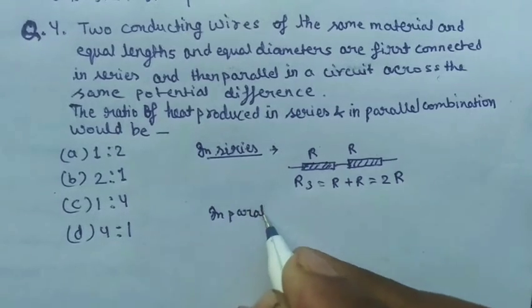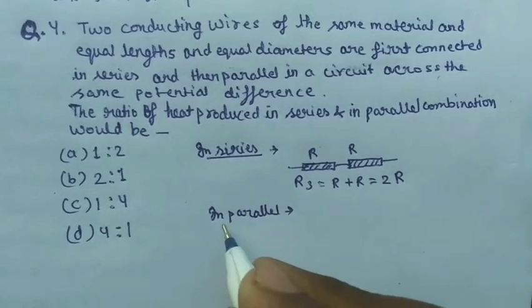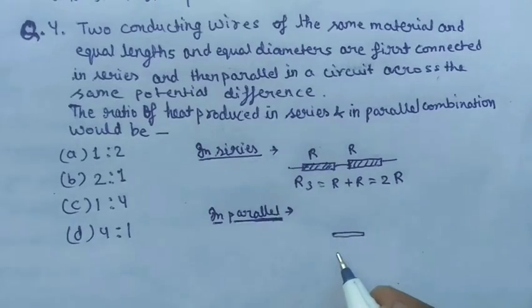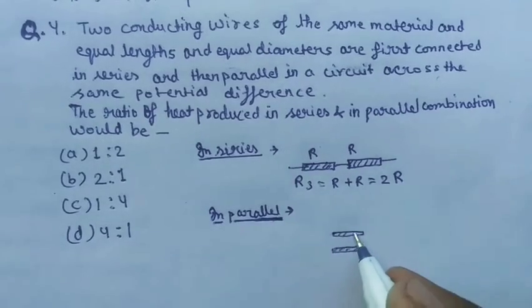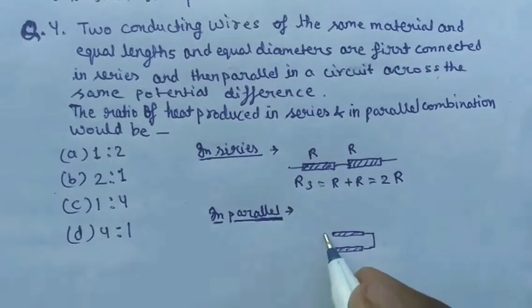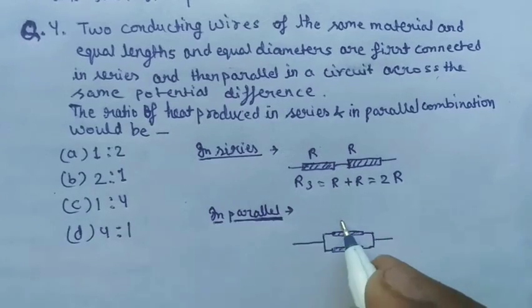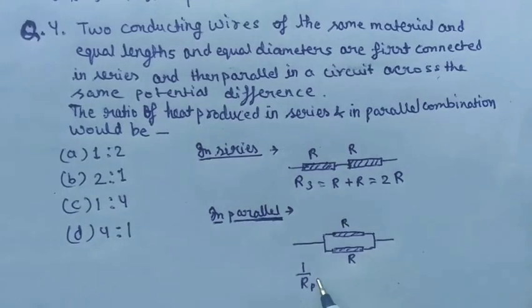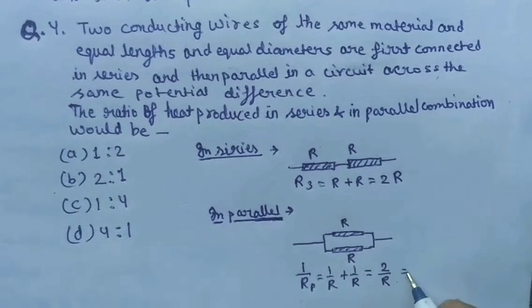In parallel combination, both wires are connected in parallel, each of resistance R. In parallel, 1 by R equivalent is equal to 1 by R plus 1 by R is equal to 2 by R. R equivalent in parallel, Rp, is equal to R by 2.